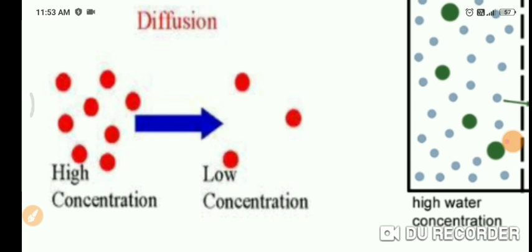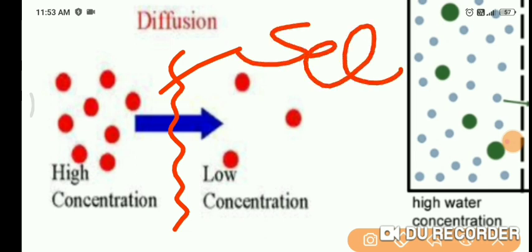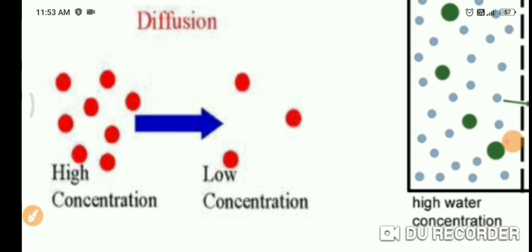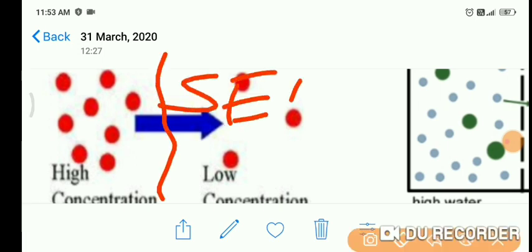Clear? And if there is a membrane between higher and lower concentration like this, which is just like plasma membrane, which is selectively permeable, membrane is there and it is selective permeable.